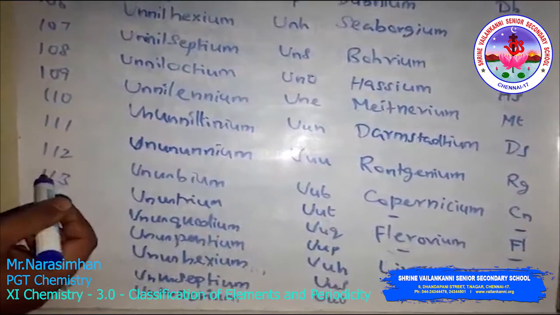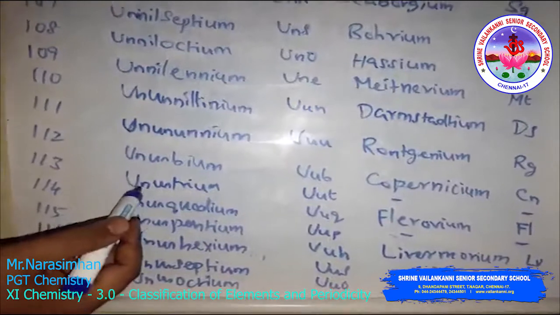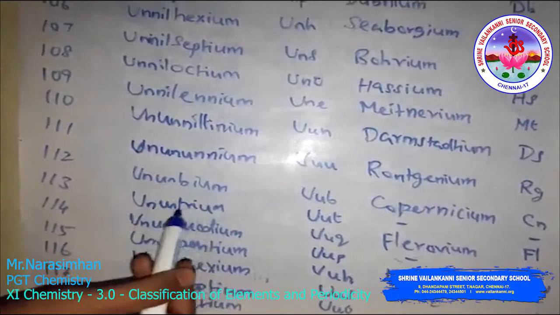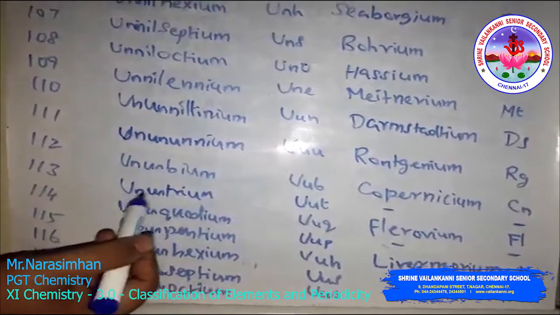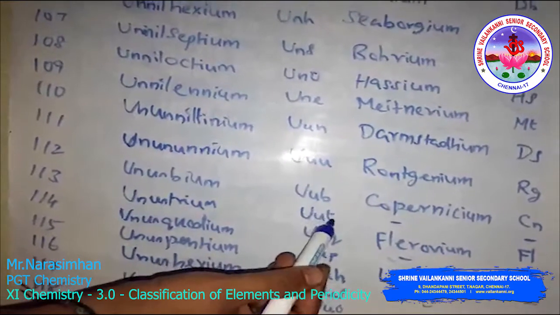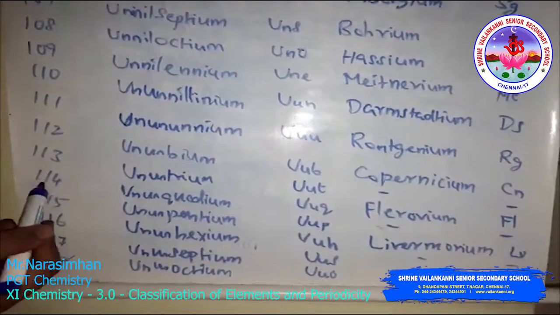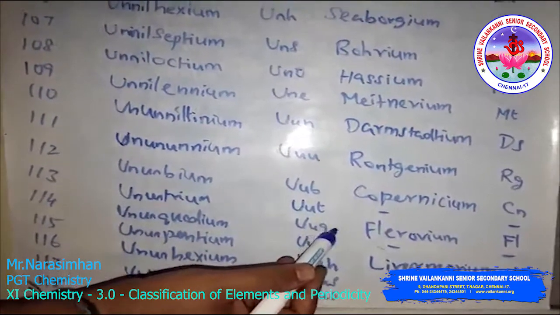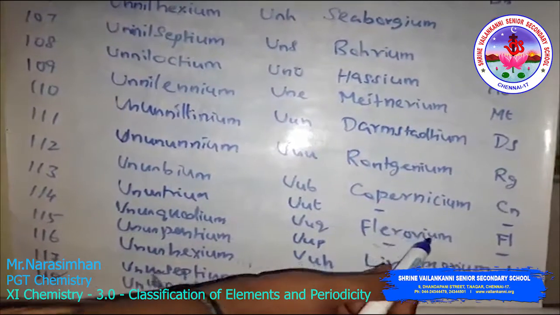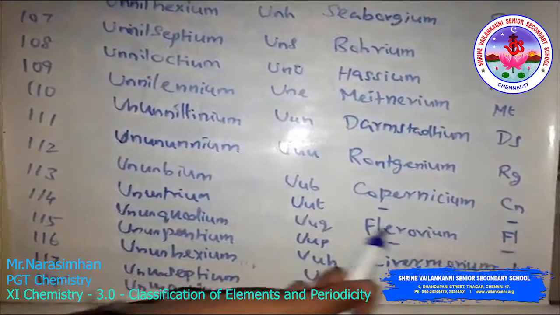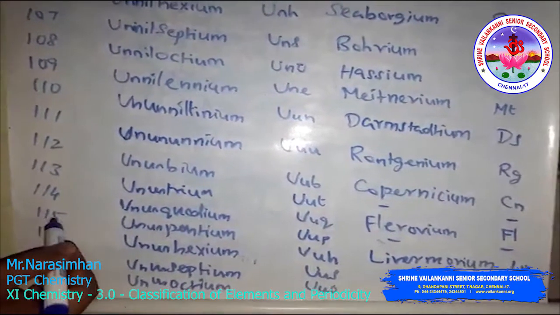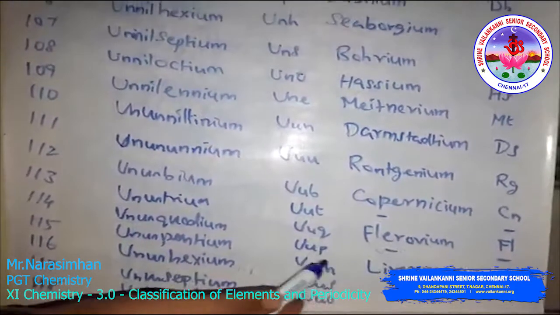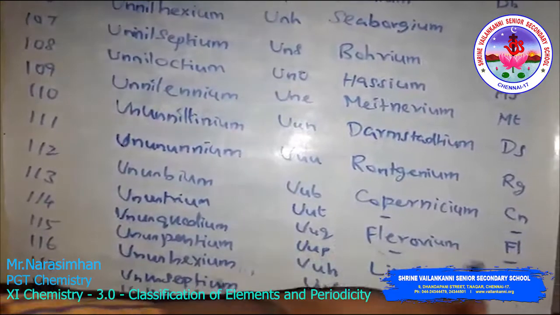So here the atomic number 113 is ununtrium, that is the IUPAC nomenclature name. The symbol is Uut. And 114 ununquadium, the symbol is Uuq, and the IUPAC name is Flerovium, the symbol is Fl. Then atomic number 115 ununpentium, the symbol is Uup. The IUPAC name is not yet announced.